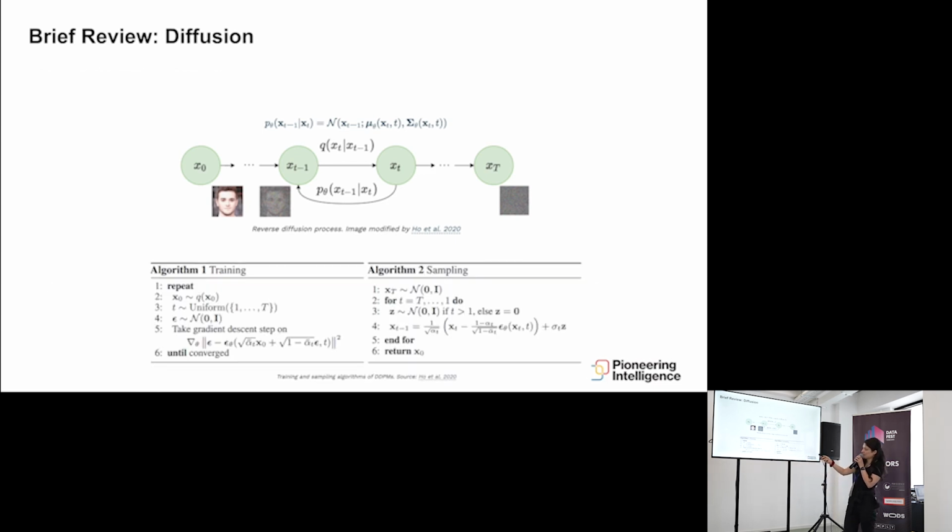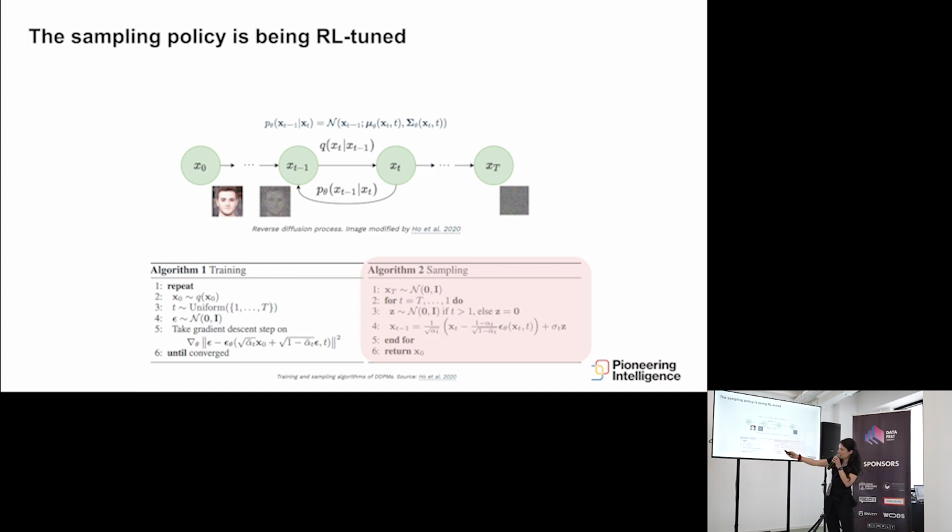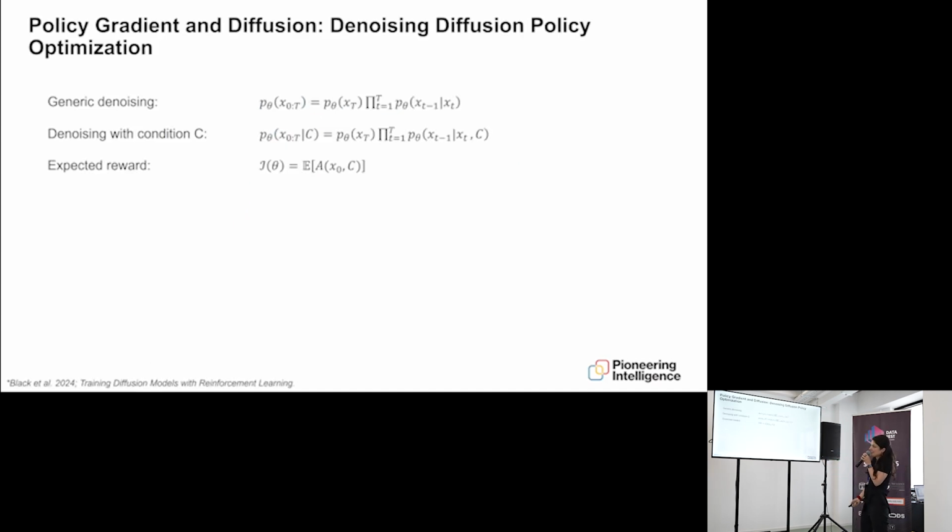And this is what the process looks like. It's a step-by-step process. So you have a training algorithm where you add noise and learn the noise term, and then you have a sampling algorithm where you recover a data point from noise. And it's this sampling policy, this network, that you can perform reinforcement learning on. So policy gradient and diffusion, it's called denoising diffusion policy optimization, DDPO.